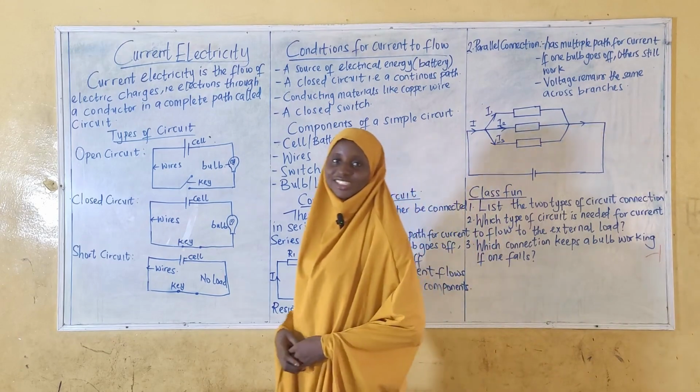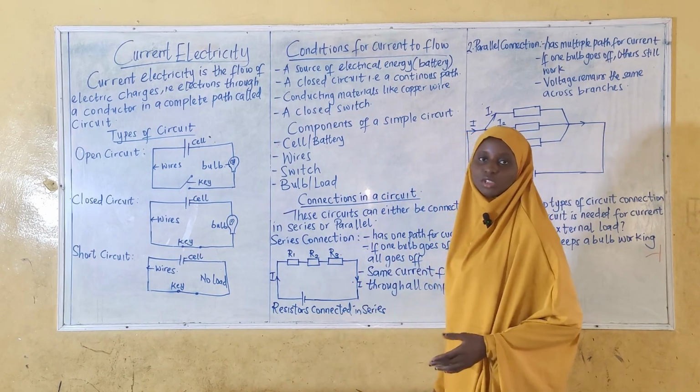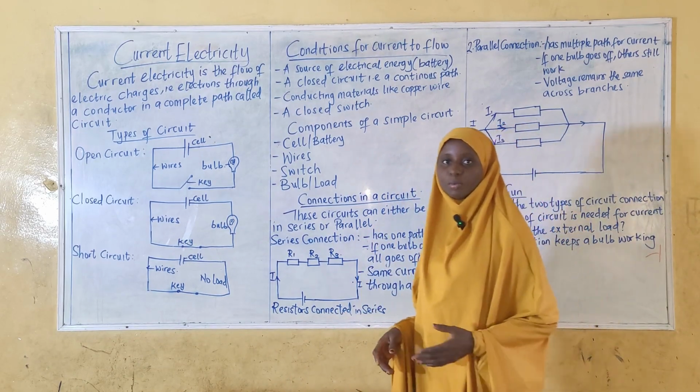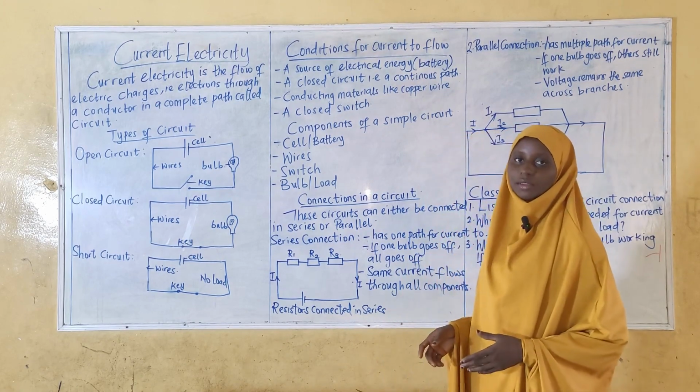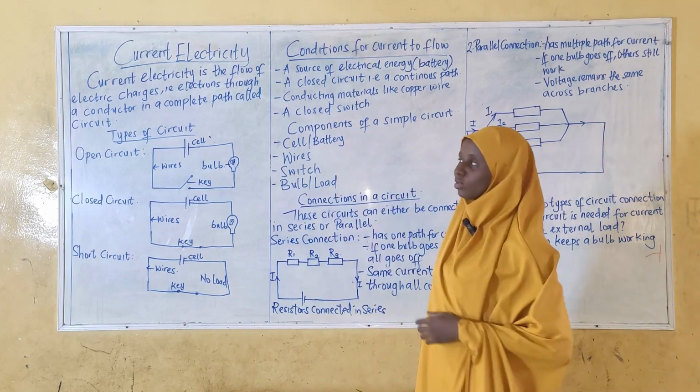What is current electricity? Current electricity is the flow of electric charges, that is the electron, through a conductor in a closed path or a complete path. This complete path is what we refer to as the circuit.